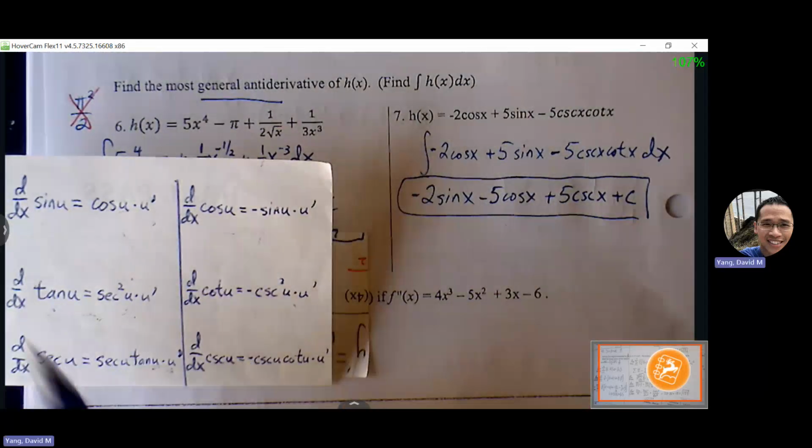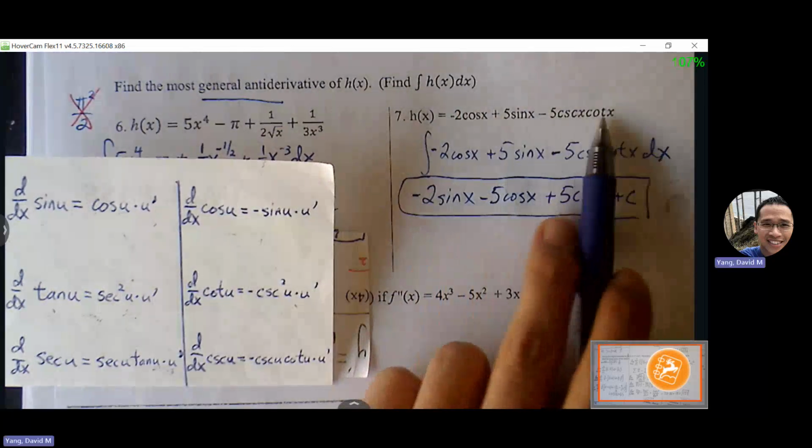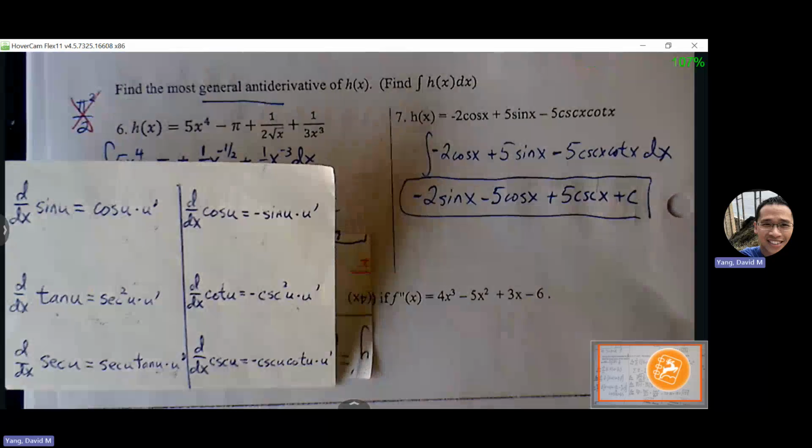Okay, so if we know our 6 trig derivative rules, these should not feel like new rules. You're just having to adapt and move the other direction to get to your integral rules.